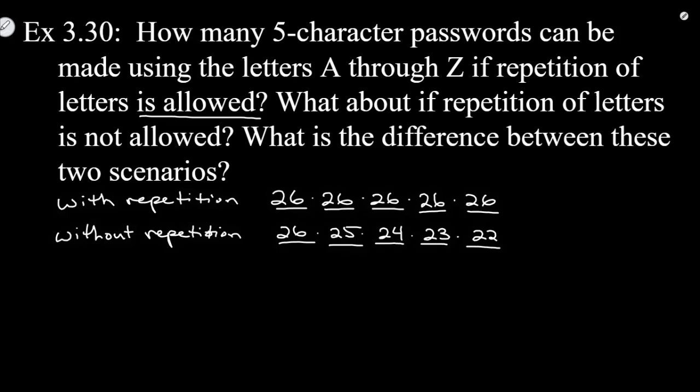So notice this one is an nPr situation, and we would do 26P5. This one is just multiplication. We're going to take 26 and raise it to the 5th power. 26 times 26 times 26, and then 5 times. So let's take a look at this on the calculator, and then we'll find the difference between those two.